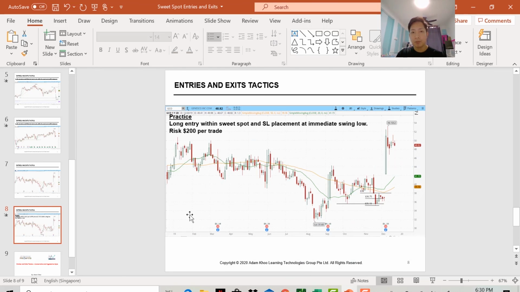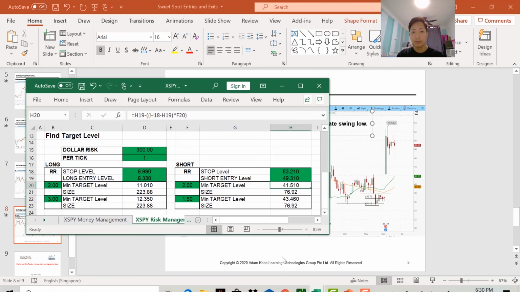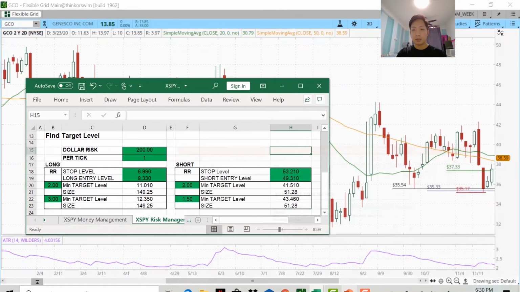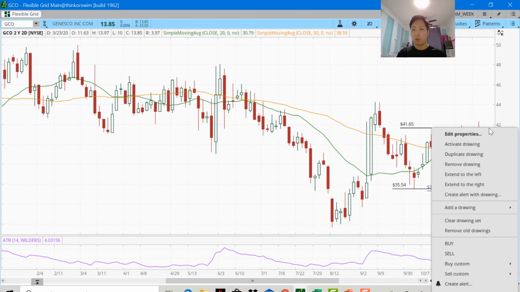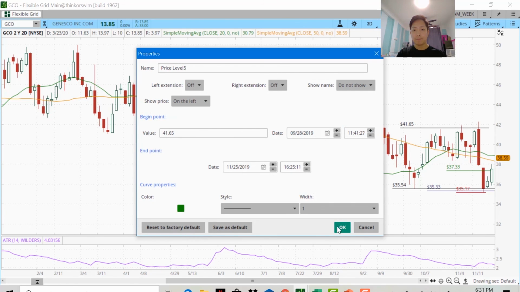So I've covered some of these examples here, right? Over here I put risk $200. Basically, like in your Excel sheet, if you're going to risk $200, you put in 200 over here. And if you want to do sizing, you can do that as well. Let's say in this case I use the red line, $35.17, as my stop loss, and my long entry at $37.33. So these will be the actual results. You can practice and key in the variables and see if you get the same as me. The target will be at $41.65. This will be our target.